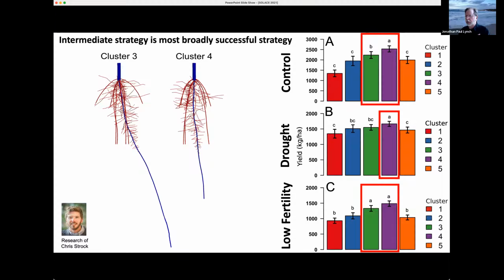I know that common bean is not part of your project, and I don't think it's very important in Europe. But I'm showing you this as an example of a simple seedling screen that actually was related to field performance across a wide range of environments.